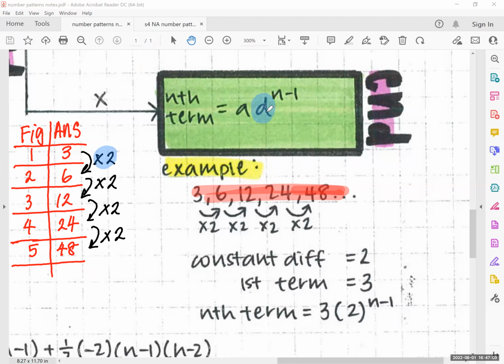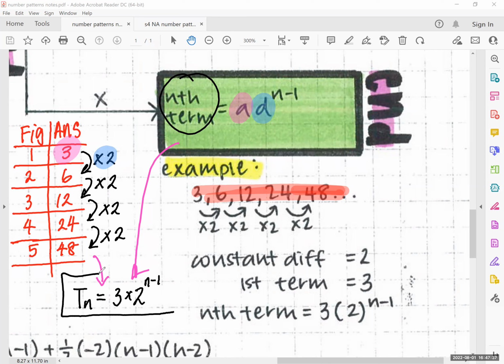And then next, A is the same thing, is the starting number. So I highlight this in pink. So how do we fill in this and this? Same thing. N term means T small n, equal to what is A? A is 3. So let's put 3. They never write anything means times. And D is 2 to the power of n minus 1. And that's the answer for the n term. Okay. So don't forget to copy all this into your notes.